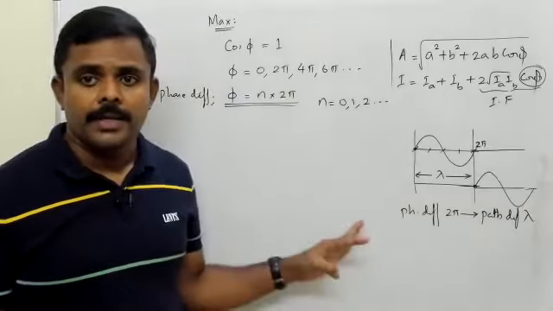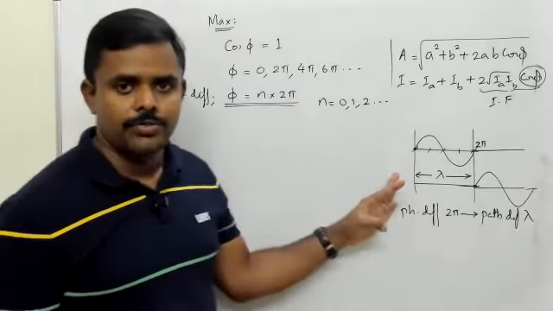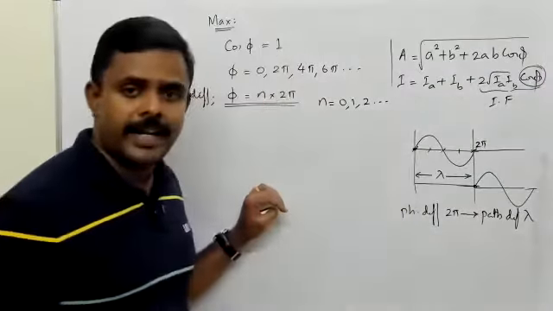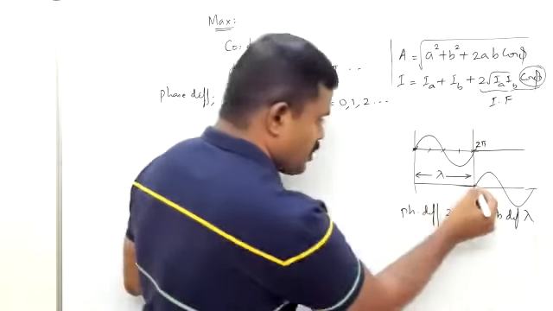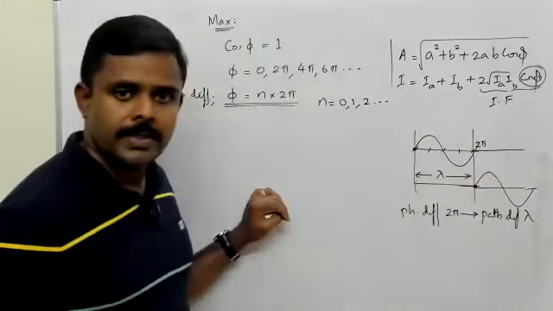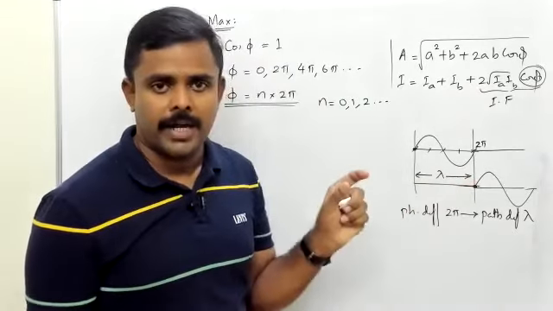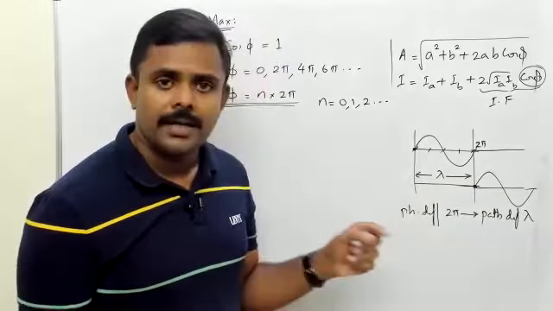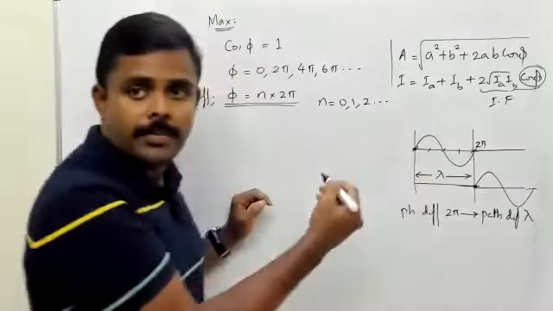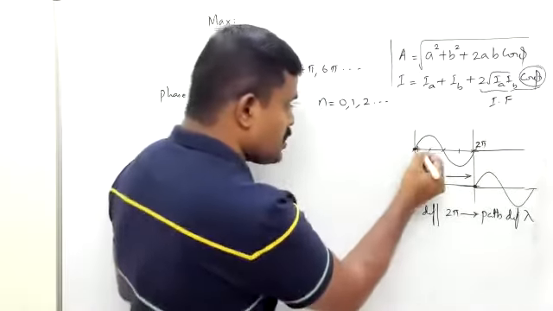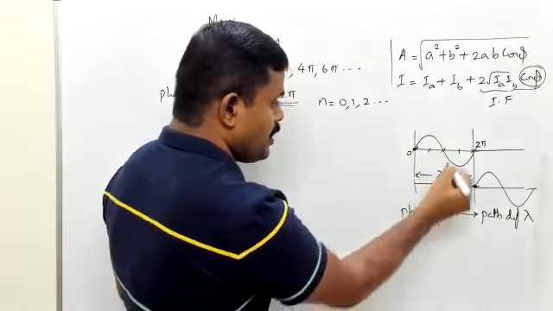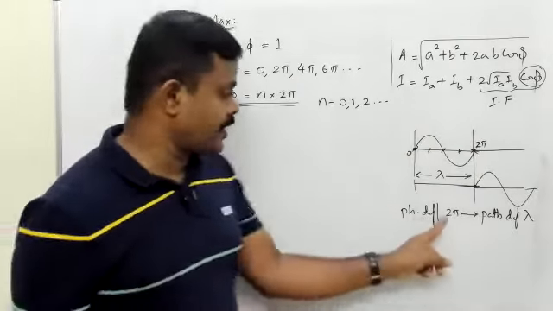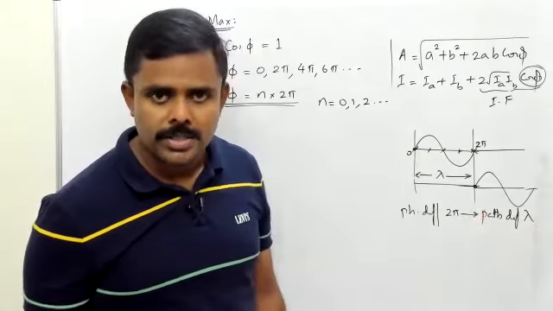I repeat one more time. Look at this. I have taken two waves. This wave starts at 0, and the second wave starts a little later, at this point. The distance between the starting points is lambda, one full wavelength. That is called the path difference. So what is the phase difference? This location is 0, this is pi by 2, this is pi, this is 3 pi by 2, this is 2 pi. You learned that in trigonometry. So whenever there is a phase difference of 2 pi, the corresponding path difference is lambda.